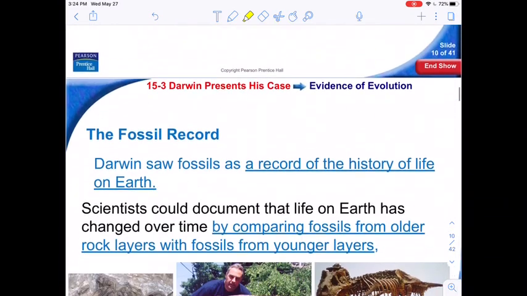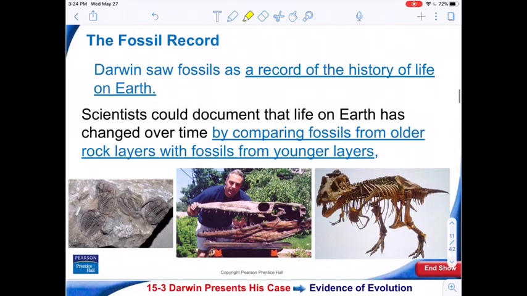So the first one is the fossil record. I'm sure you are familiar with fossils, and Darwin saw these fossils that were recovered in the ground as a record of the history of life on Earth. Essentially, scientists are able to document how life on Earth has changed over time by comparing fossils from older layers of rock with fossils from the younger layers.